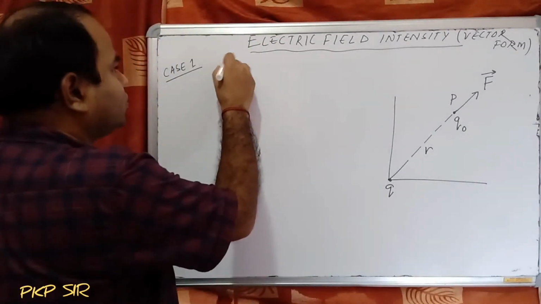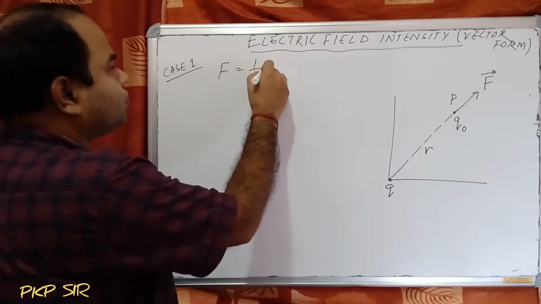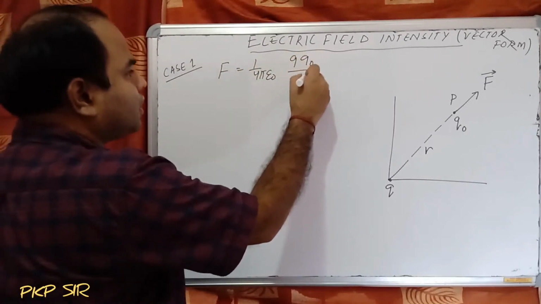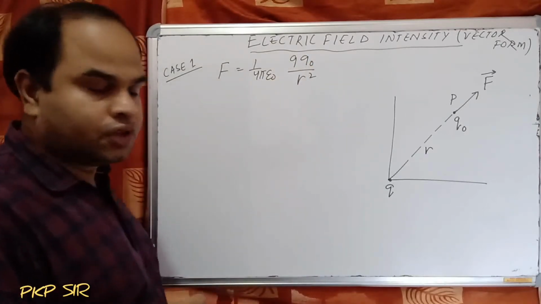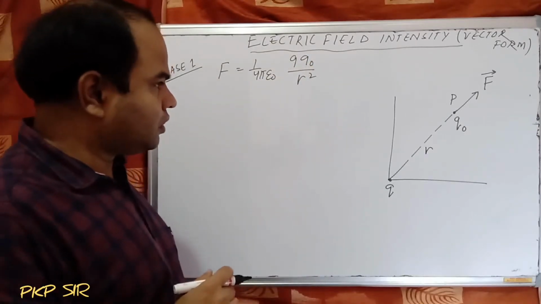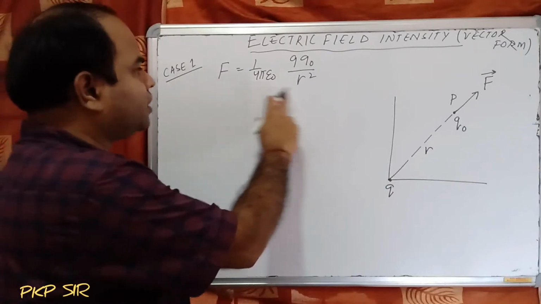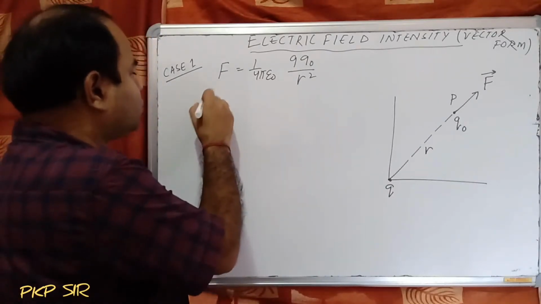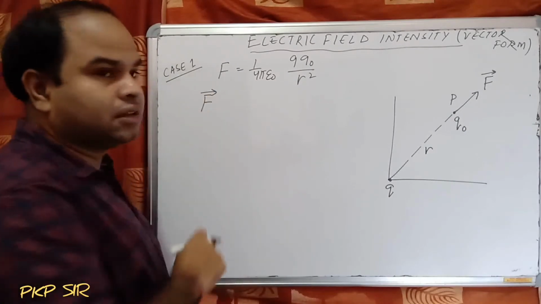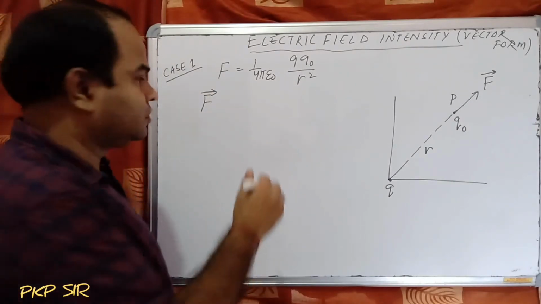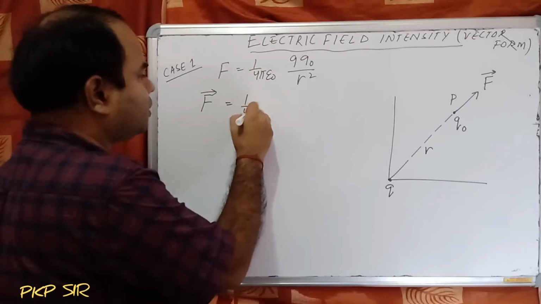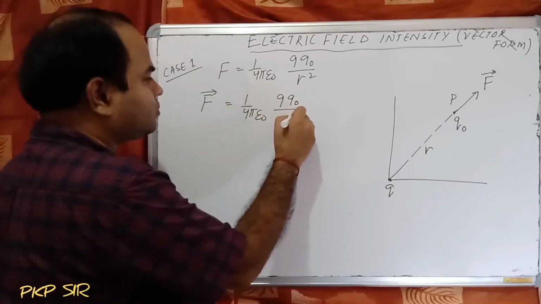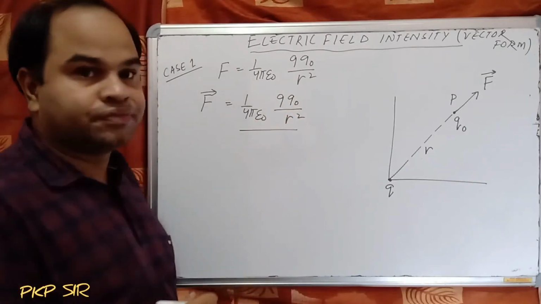It is equal to 1 by 4 pi epsilon naught, Q Q naught divided by r square. Okay? So this is the magnitude part. If we have to write the vector form of the force, we have to add the direction to the magnitude. So that is equal to 1 by 4 pi epsilon naught, Q Q naught divided by r square. This is the magnitude part.